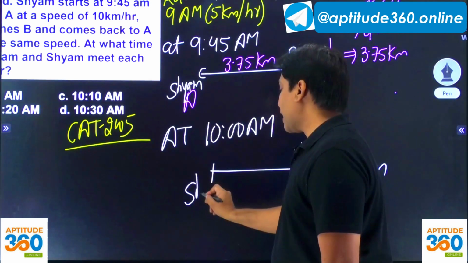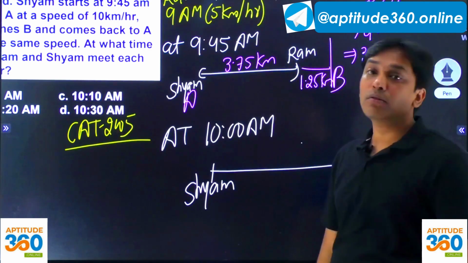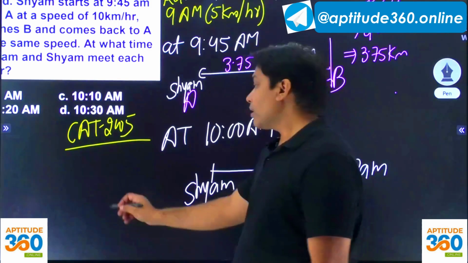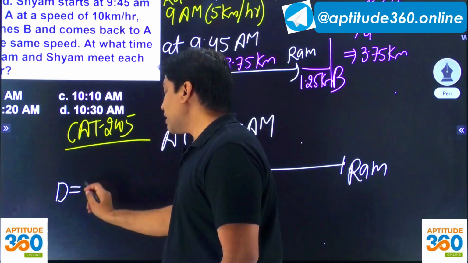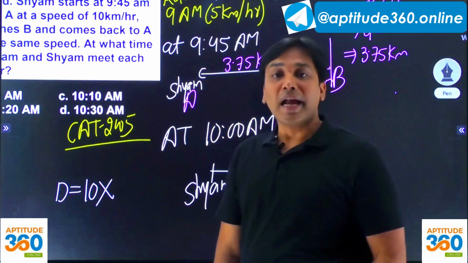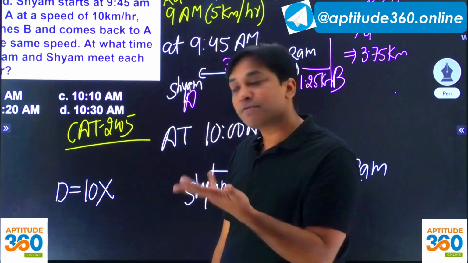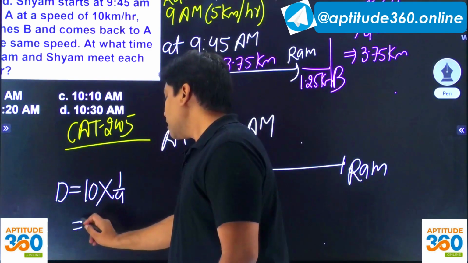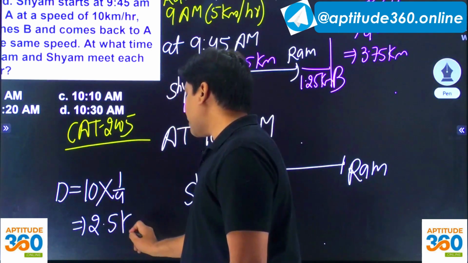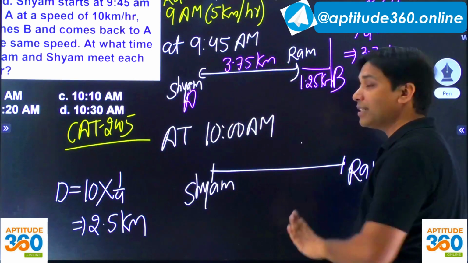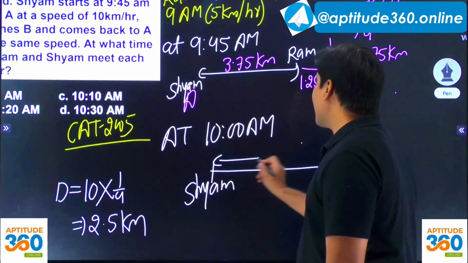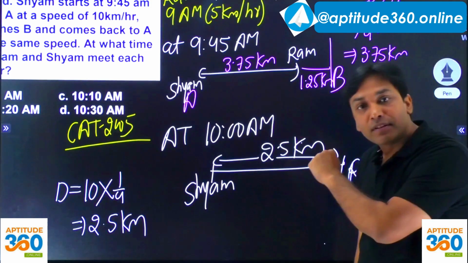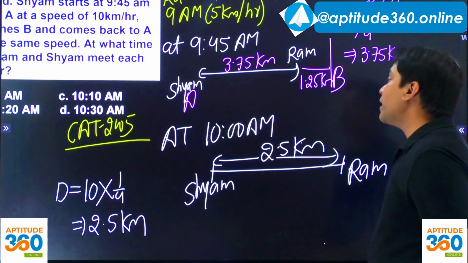And where is Shyam? Can we find it out? It's pretty easy for us to find out because Shyam has started at the speed of 10 kilometers per hour. So agar Shyam ki speed hai 10 kilometers per hour and 9:45 to 10, which is 15 minutes. 15 minutes ka matlab kitna ho gaya? 1 by 4 hours. So Shyam kitna distance travel kar gaya? 2.5 kilometers. Iska matlab hai Shyam is at the midpoint. Yahi hai na? Shyam is at the midpoint and the distance between these two is 2.5 kilometers, 5 minus 2.5.